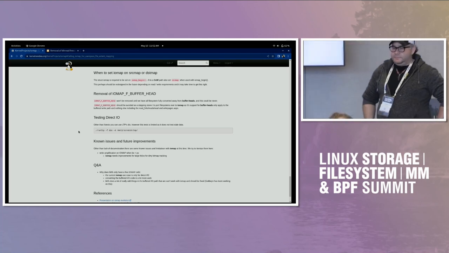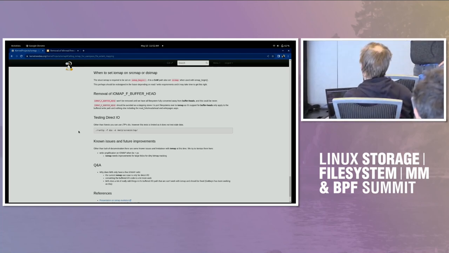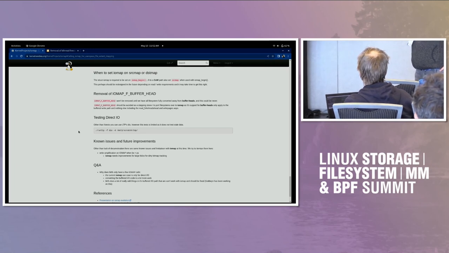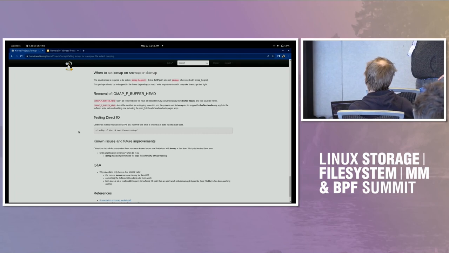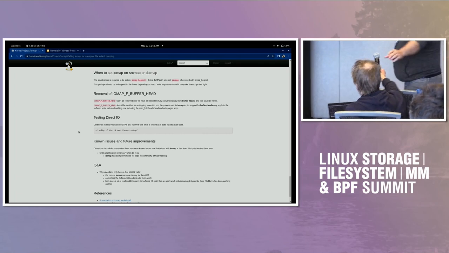So I run, more obviously, the FS tests. There are some LTP Direct IO tests, but FS tests exercise Direct IO very well.